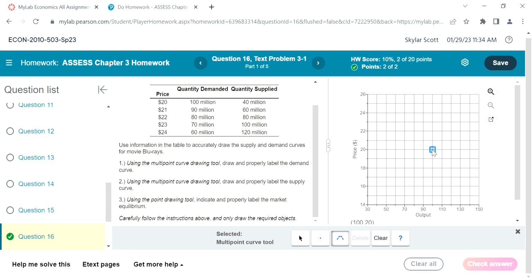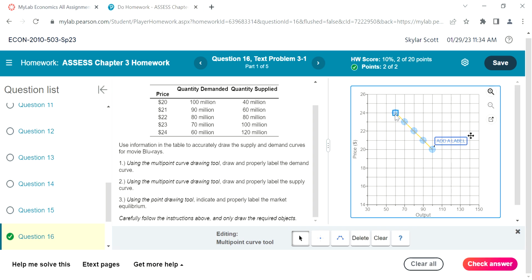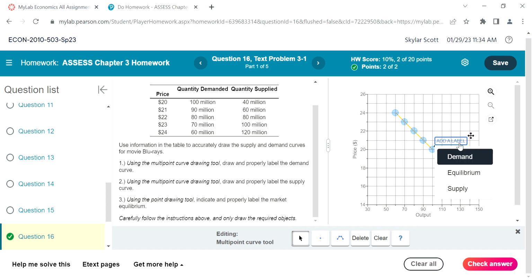The next one is $21, 90 million, which will be right here. Then we have $22, 80 million, which will be right here. $23, 70 million, which will be right here. And finally, $24, 60 million, which will be right here. When you're done drawing the demand curve, you'll hit the escape key. That will get us out of the line drawing tool. Then we can add our label of the demand curve.